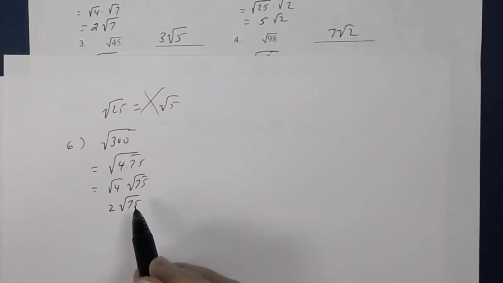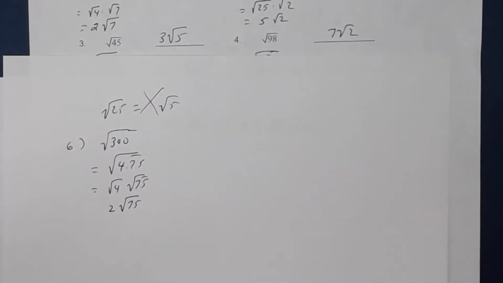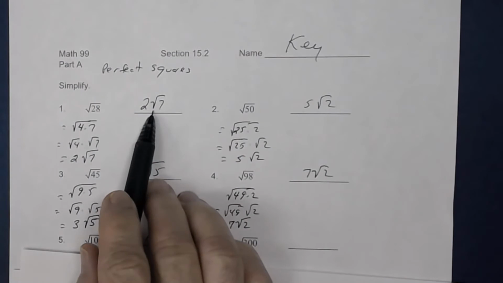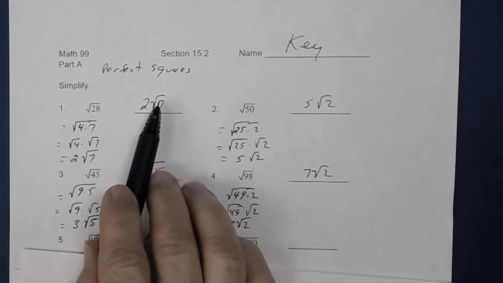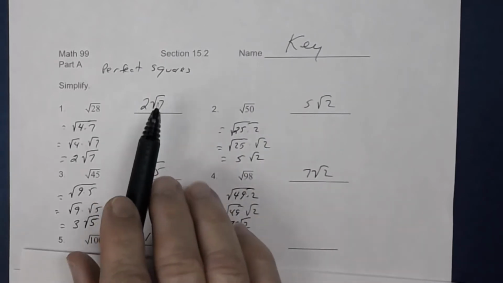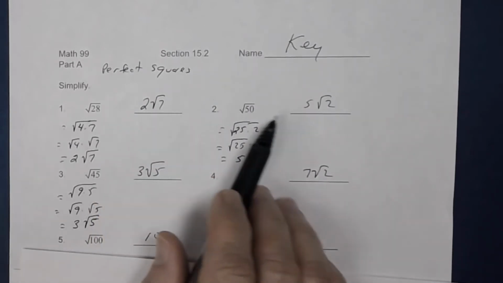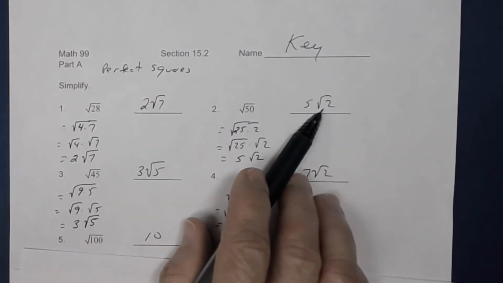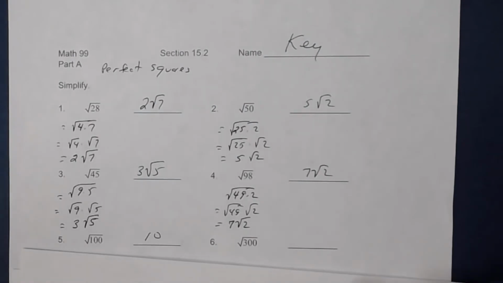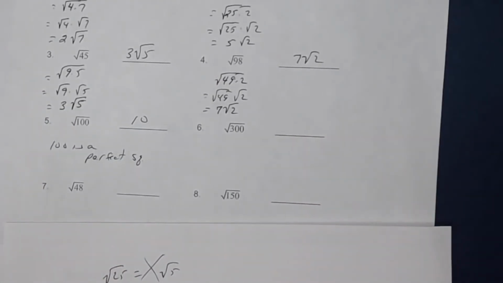But then you got to ask yourself, remember, every time I did this, I asked myself, is there a perfect square other than 1 that goes into 7? No. So the square root of 7 cannot be simplified. Is there a perfect square other than 1 that goes into 2? Nope. The square root of 2 cannot be simplified. So there's the answer. And so on, right? So then I come over here and I ask myself the same thing.